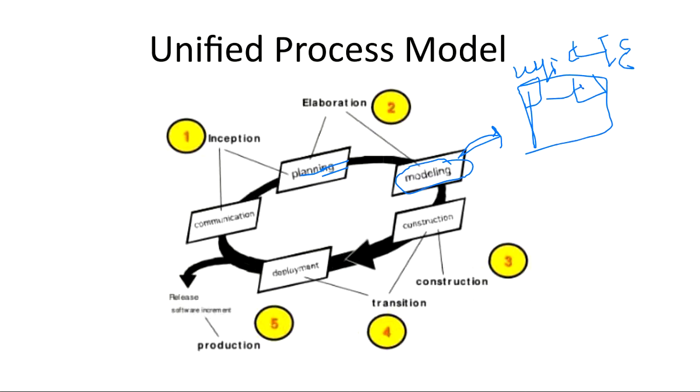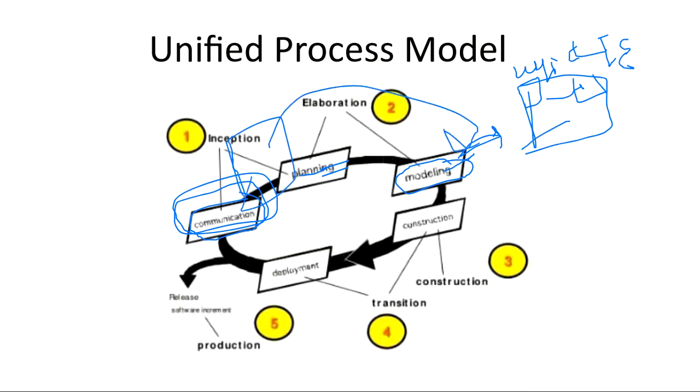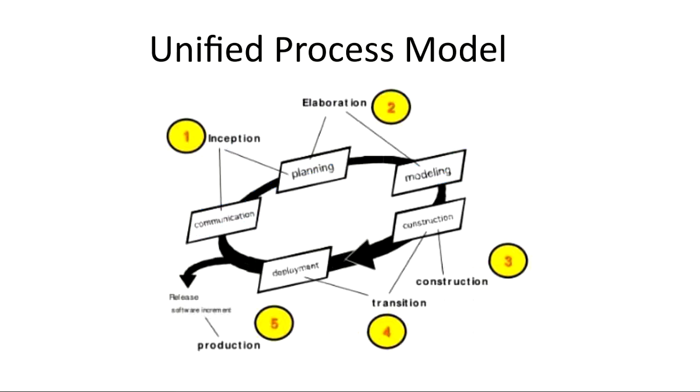Because in the communication phase, big promises are made to the user. Now in the modeling phase, or the design phase, they will see whether they can fulfill those promises or not. First all the promises were made, now they will see whether they can do it or not. Okay, so that comes under the elaboration phase.